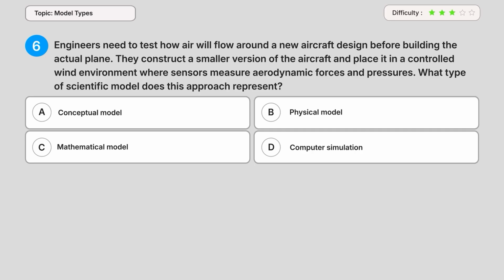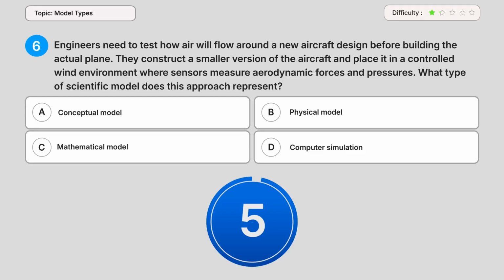A. Conceptual model. B. Physical model. C. Mathematical model. D. Computer simulation. Can you guess the answer?